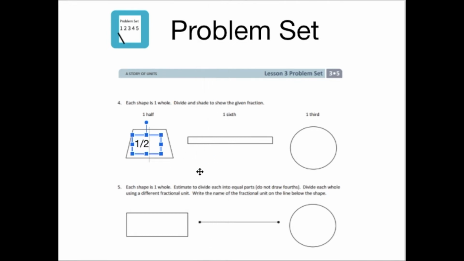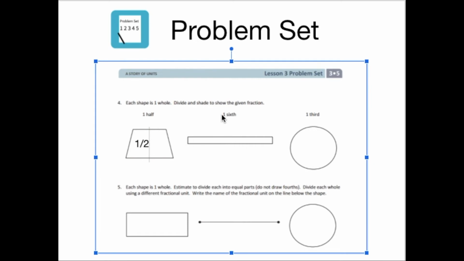You are going to do the same thing for this long rectangle. You're going to split it up. You're going to identify 1/6. You're going to take a look at this circle. You are going to find 1/3. That means you need to split this into thirds and show 1/3.